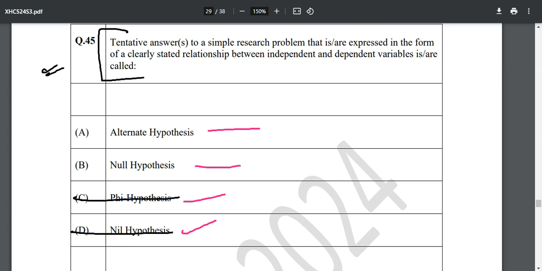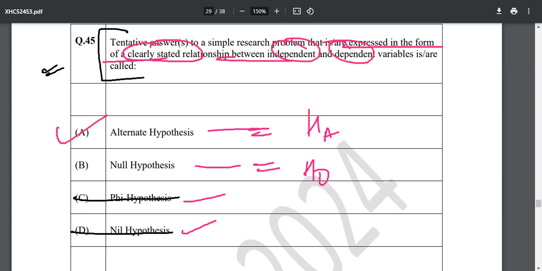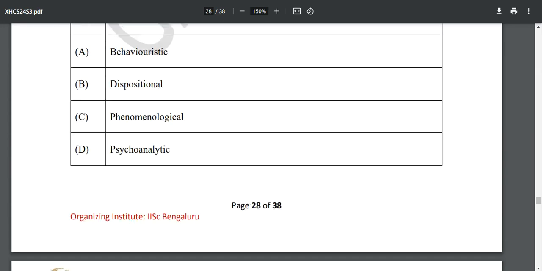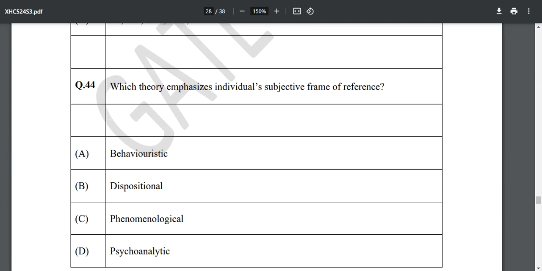So this is nothing. We have HA and we have H0 as alternate hypothesis and null hypothesis. These are our tentative answers to a simple research problem that are expressed in the form of a clearly stated relationship between independent and dependent variables. So option A and option B are correct answers over here. Moving ahead, question number 44. You have the MCQ type starting from here.